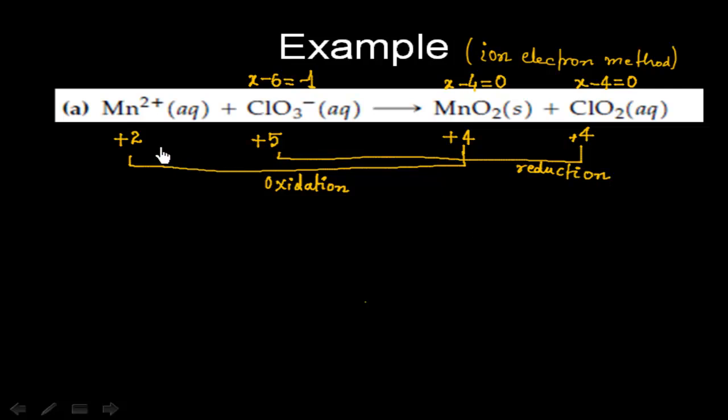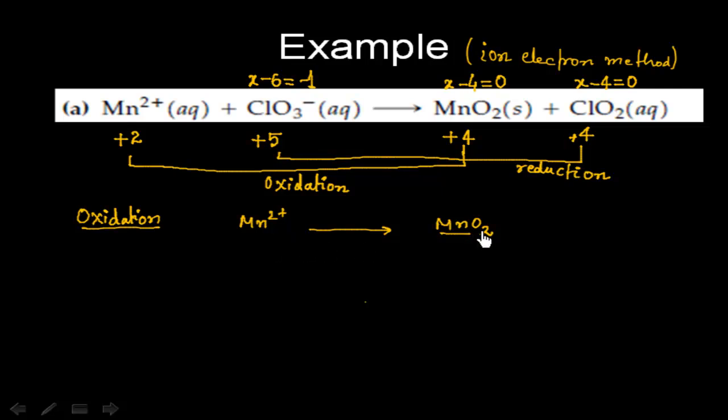Now we have to write two half reactions separately, so let us write first the oxidation half, so we can write Mn2+, and this goes to MnO2. Now let us try to balance this one. So first we have to balance atoms. This side we have one manganese, this side also I have one manganese, so manganese is balanced.